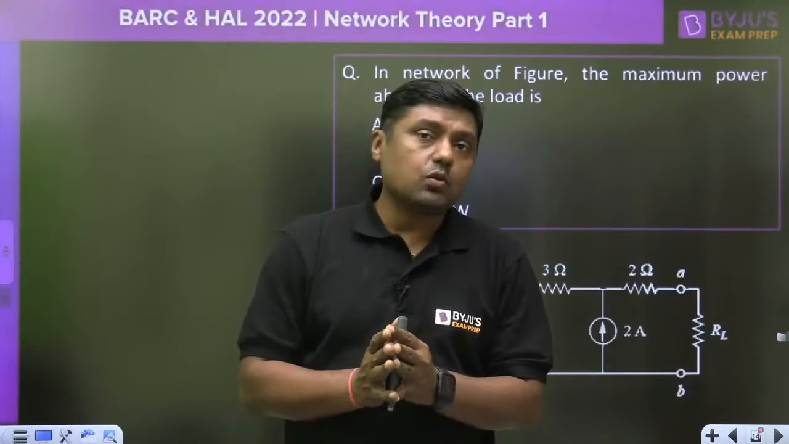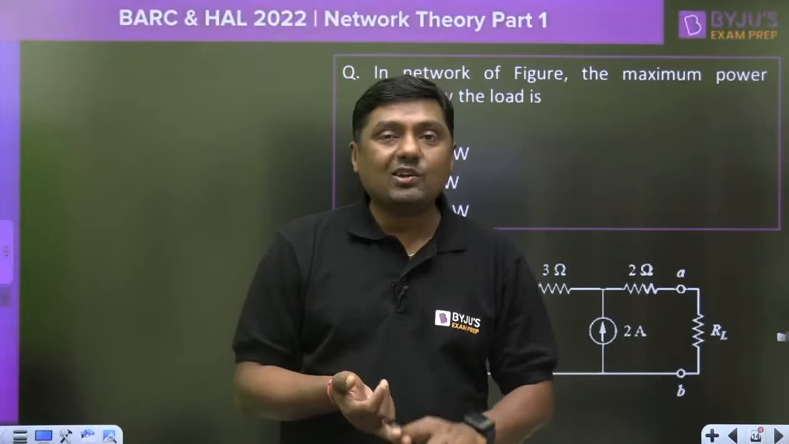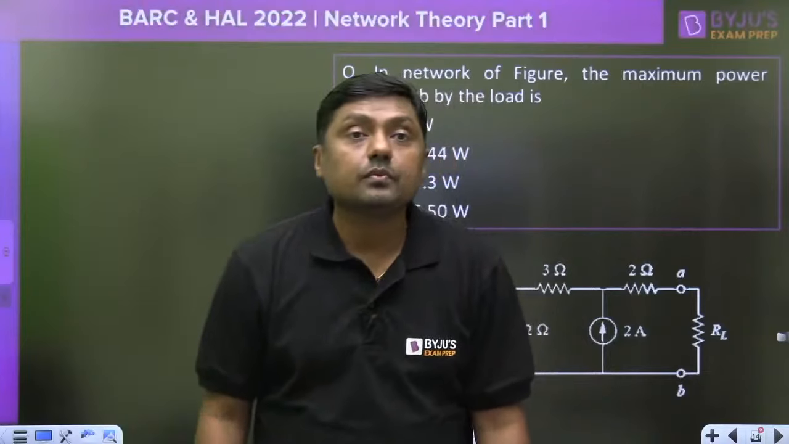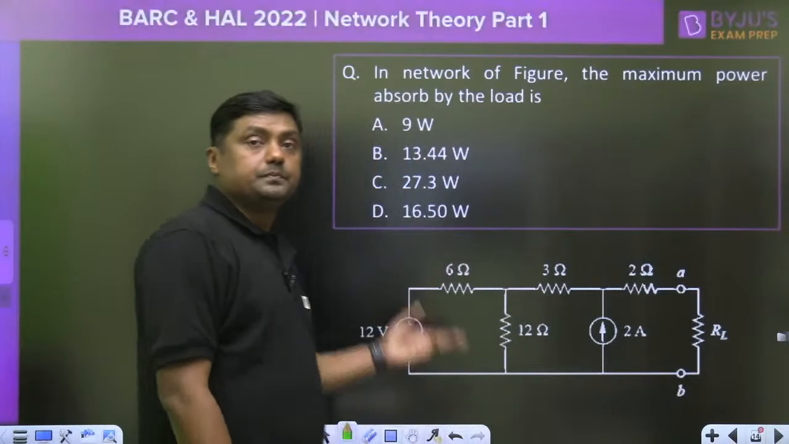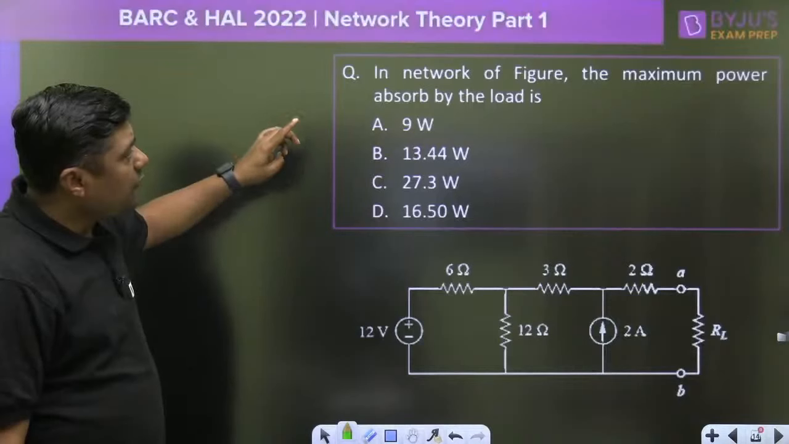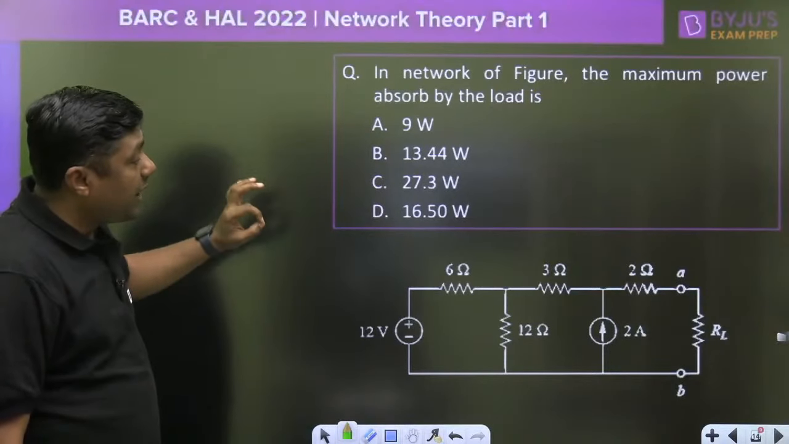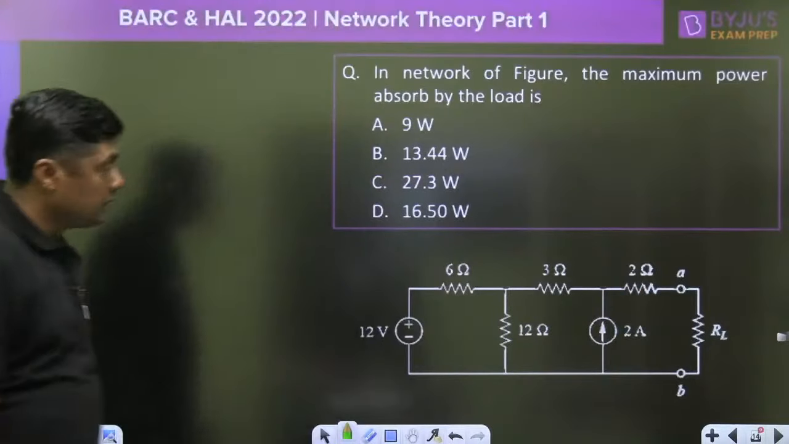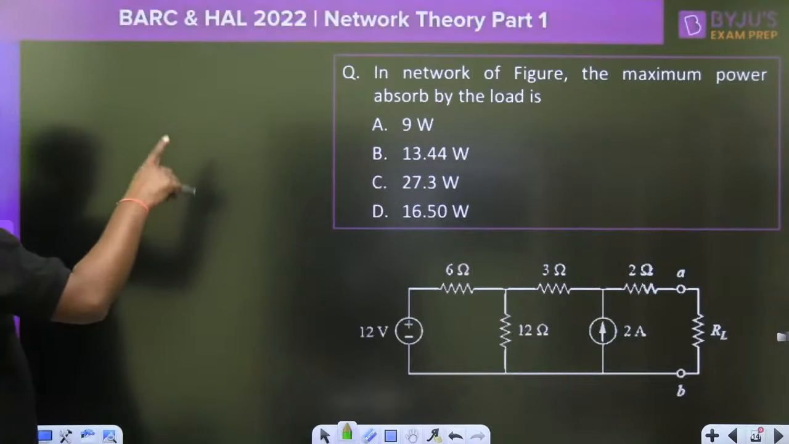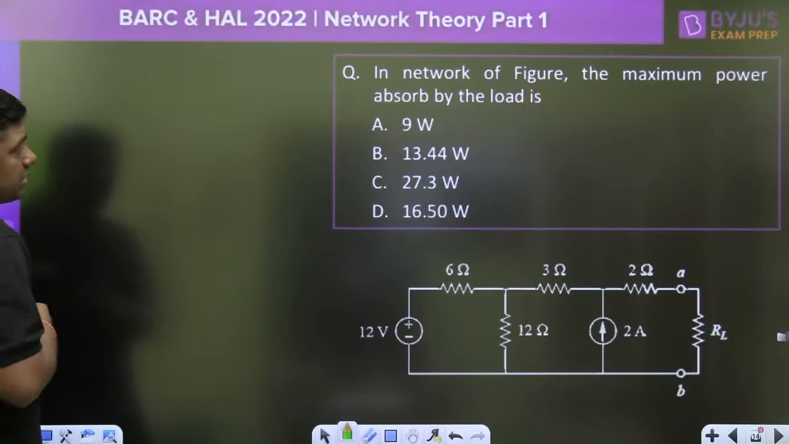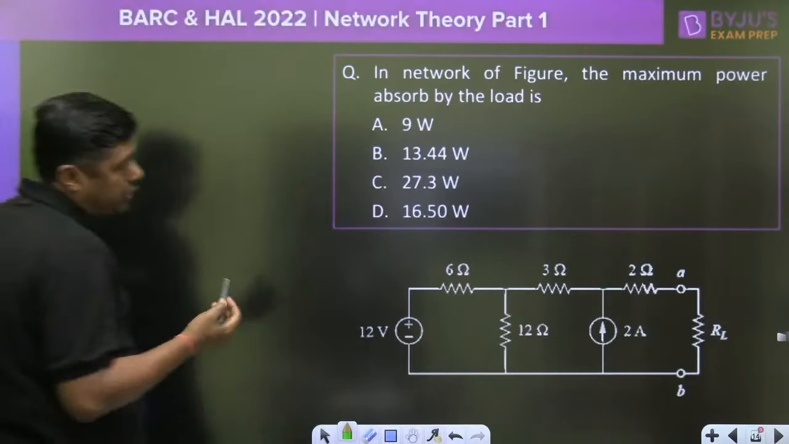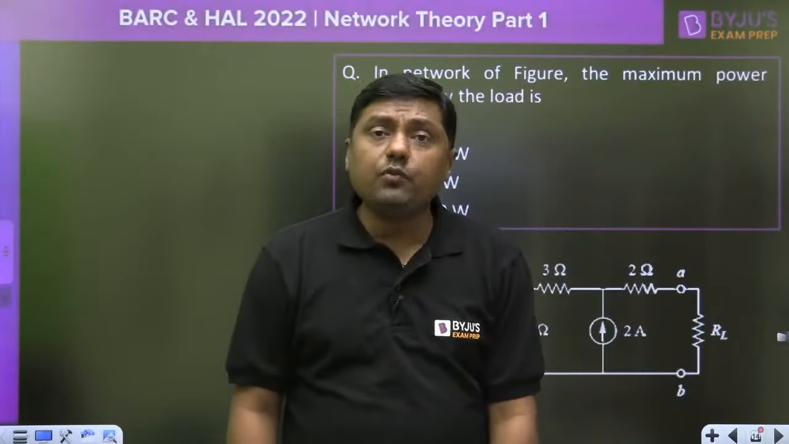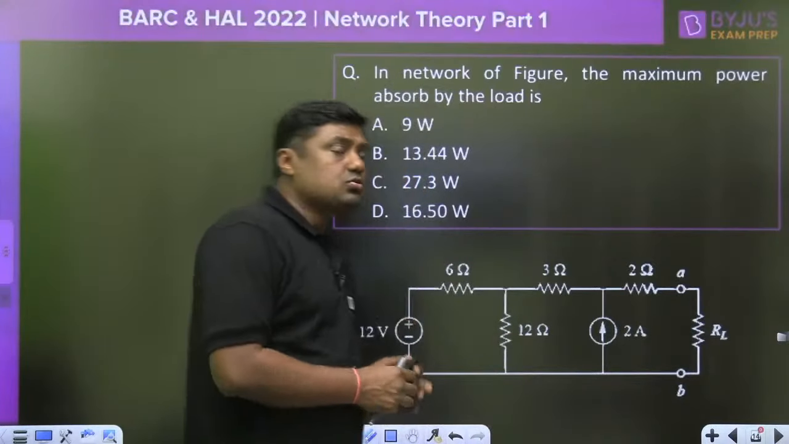Today we will discuss questions from basics, two port network, and theorems. So what is the answer for this question? In the network of figure, what will be the maximum power absorbed by the load? 9 watt, 13.44 watt, 27.3 watt, 16.50 watt. Please give me the answer. Without calculator we can solve this type of questions.